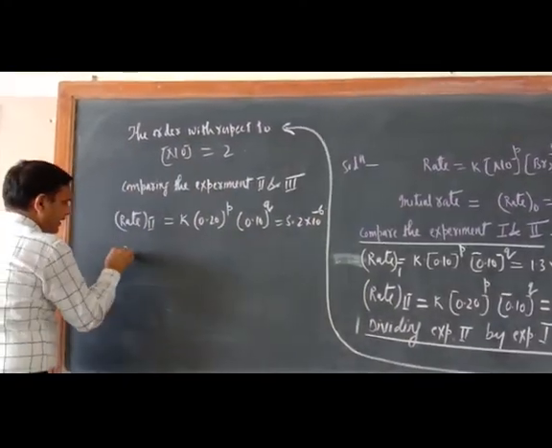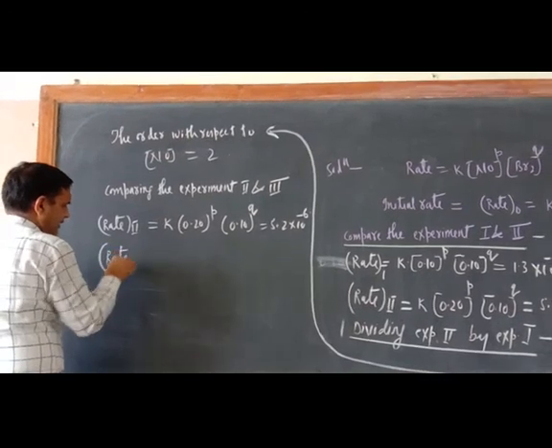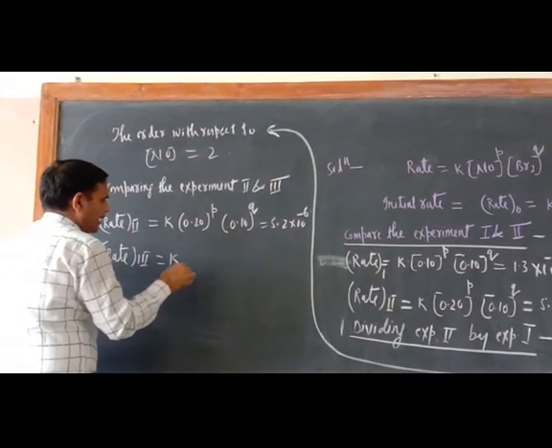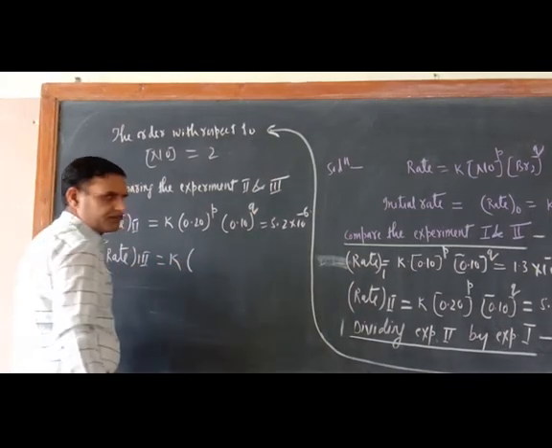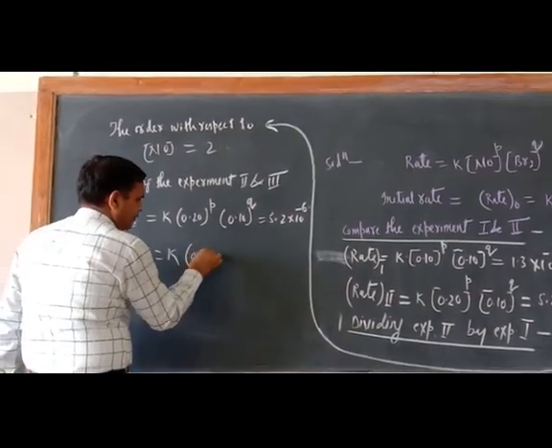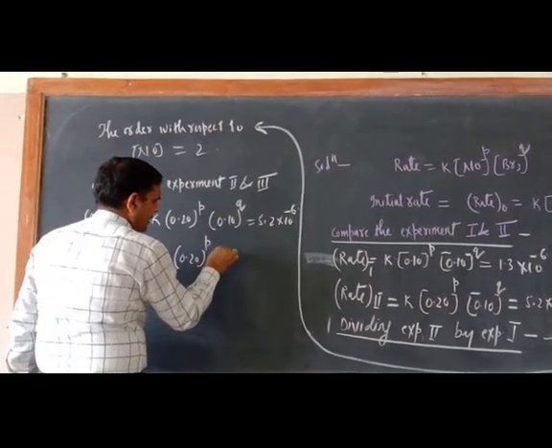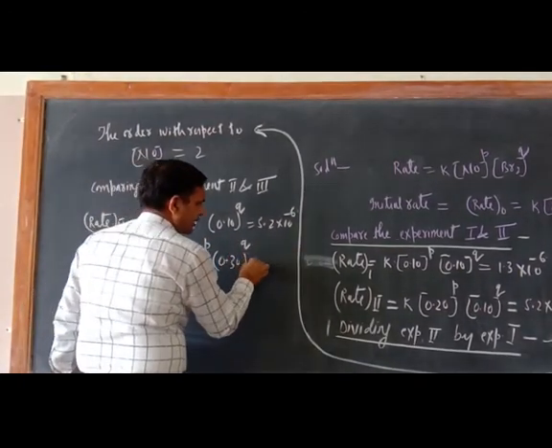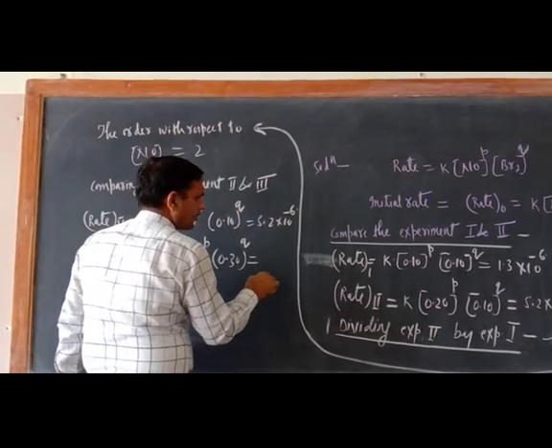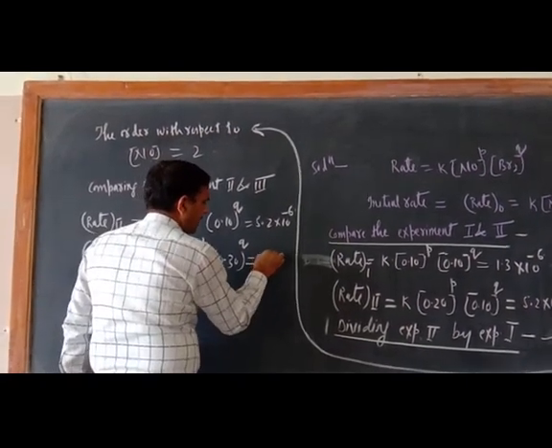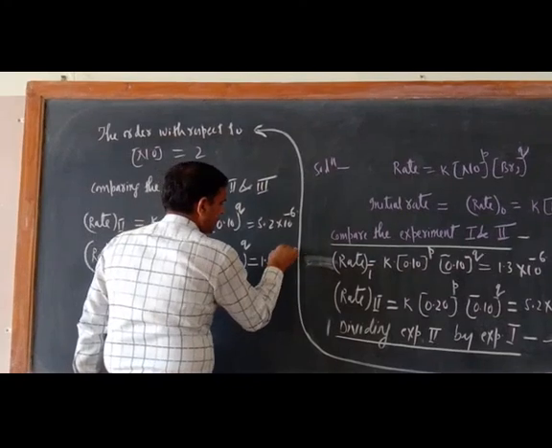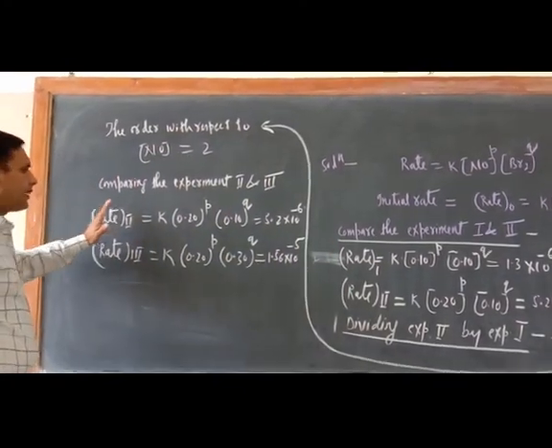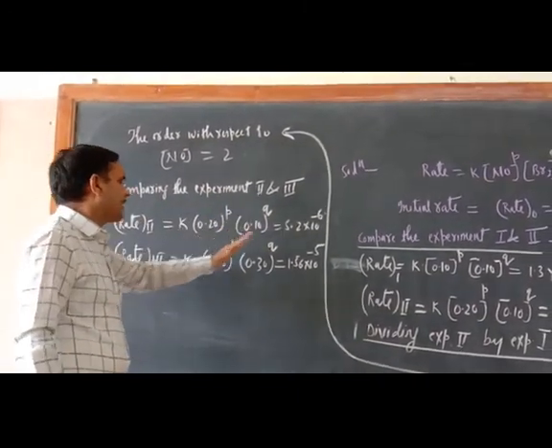Now rate third equal to K and here 0.20 P, here 0.30 cube, that is equal to 1.56 into 10 raised to the power minus 5. So now we are comparing the experiment second and third.